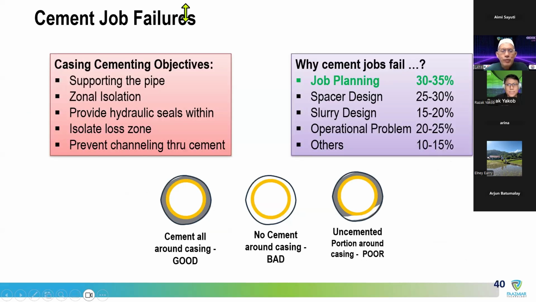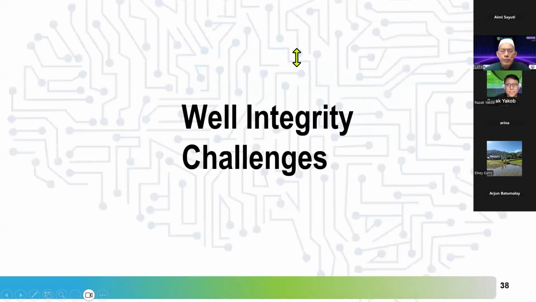Now cementing job failure, because when you talk about well integrity, if it is drilling, you have your cemented casing before you drill open hole. When you have production, you have your cemented casing around the tubing, and of course, it should be more or less sealed.